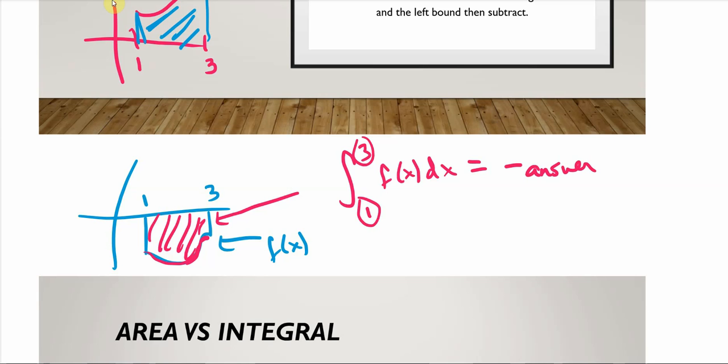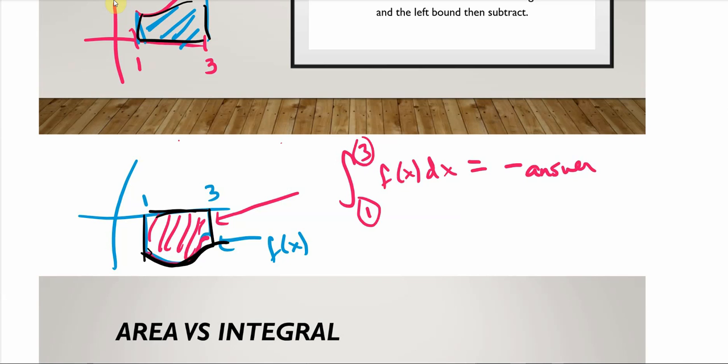So what you need to understand is that area is always considered to be positive, but the integral is going to be positive or negative depending on where the area is located. If the area is located below the x-axis, so if you notice the function is on the bottom here, that integral is going to be negative. But if you have this one up here where the area is between the function and the x-axis but above the x-axis, it's going to be considered positive.